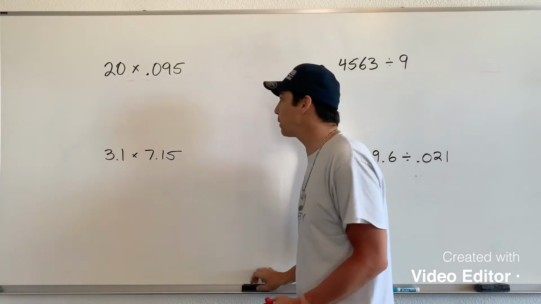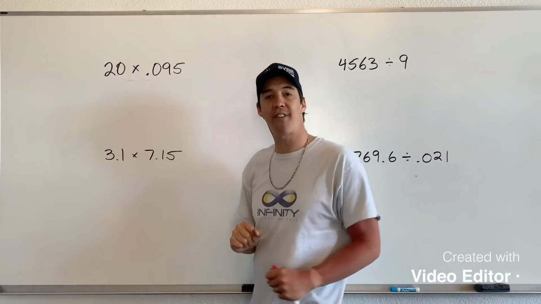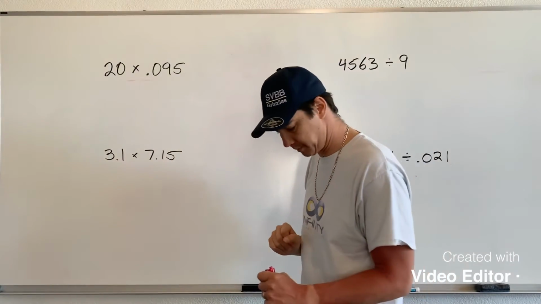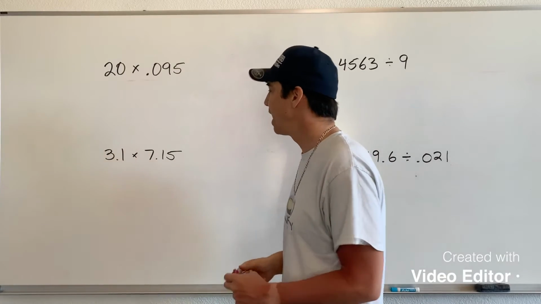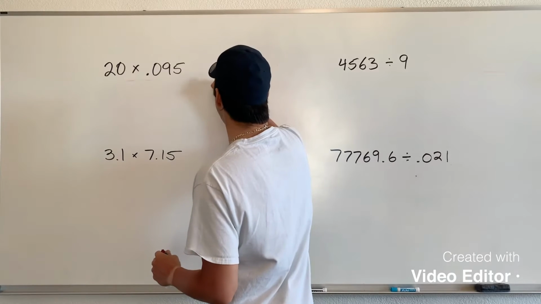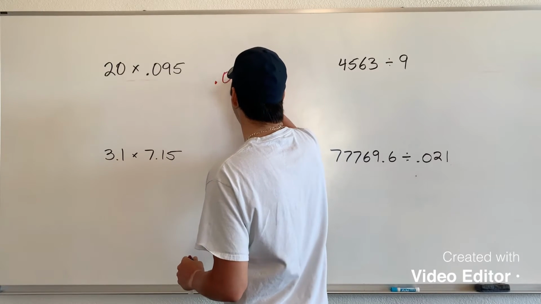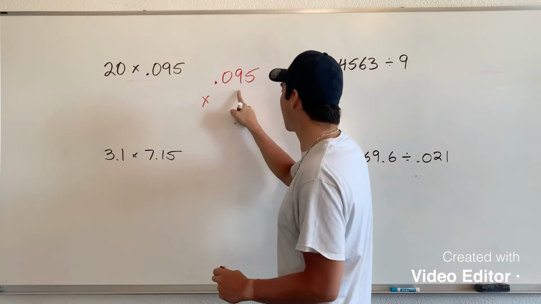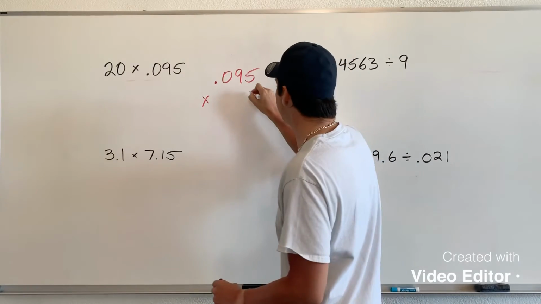So in this question, we have 20 times 95 thousandths. All right, so how are we going to write that? Well, I have more digits in this one, so I'm going to write that on the top. I'm going to write 0.095 And then I'm not going to write times 20. I'm going to leave the 0 hang off.